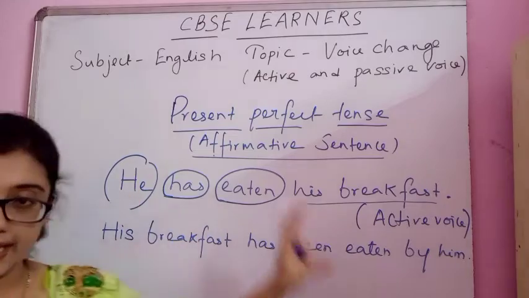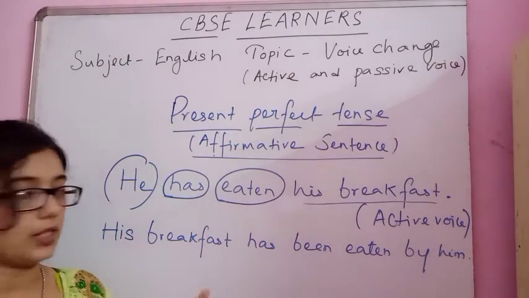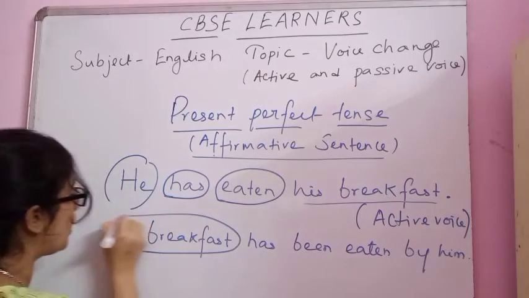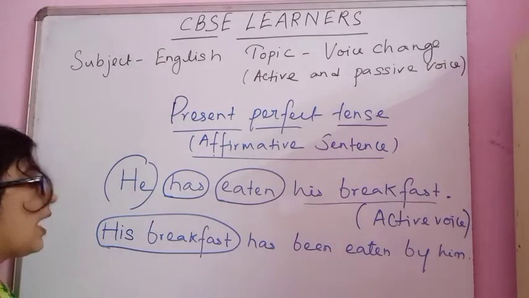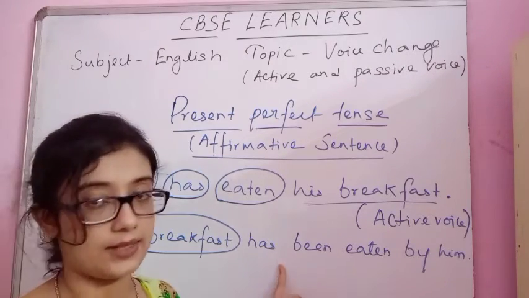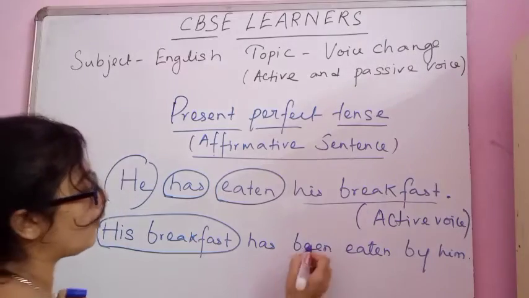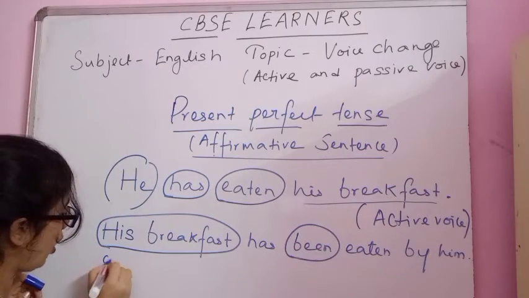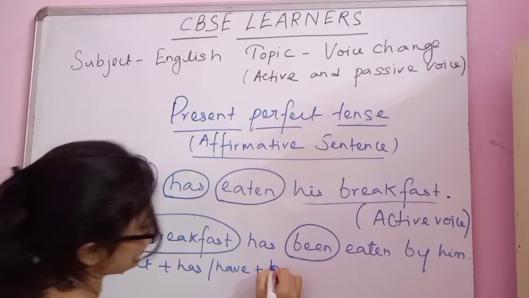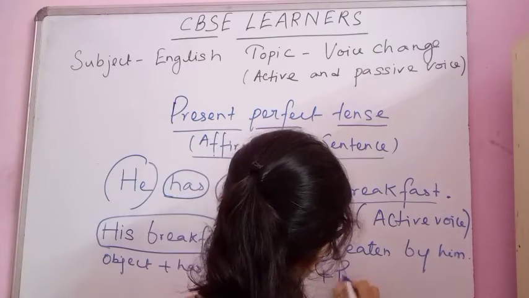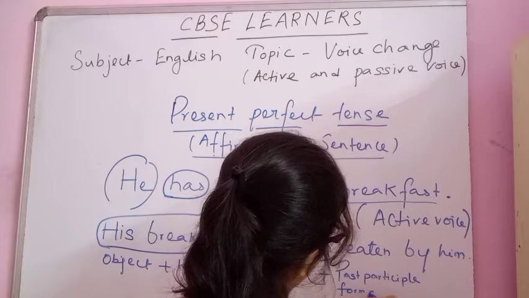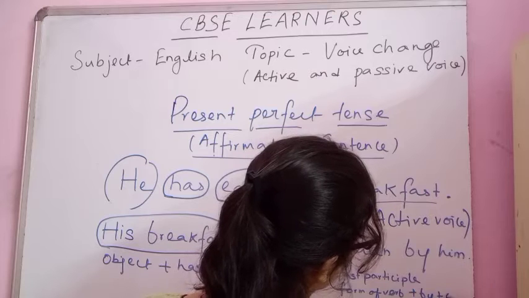So in case of passive voice, we have to bring his breakfast, or just the breakfast if you don't want to use his. This object should be the focus in passive voice. His breakfast has been eaten by him; because breakfast is singular, we are using has, and we are adding been. So here the formula will be object plus has or have plus been plus past participle form of verb plus by plus object.